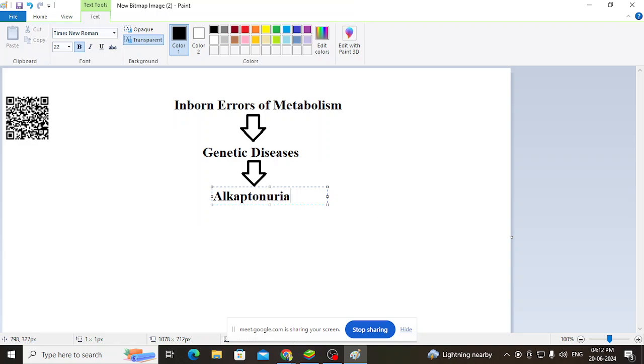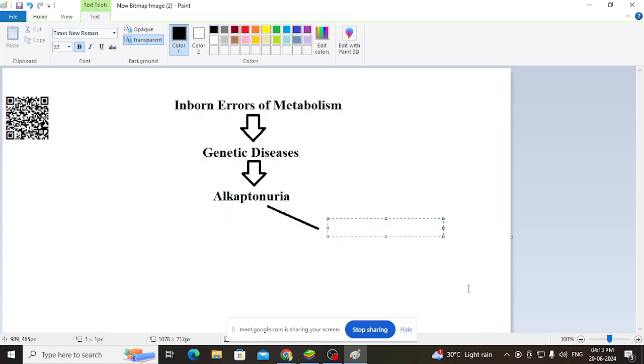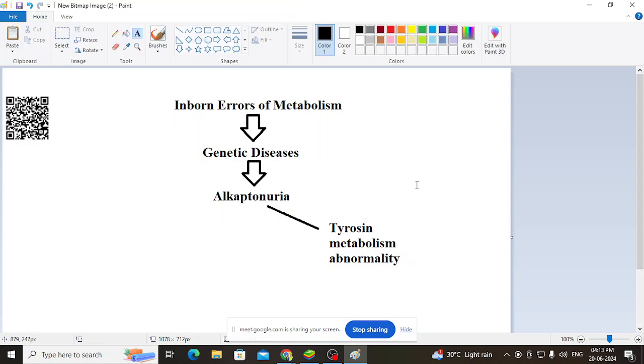In this disease, what happens? From urine, a derivative of tyrosine metabolism is produced. So it's an abnormality of tyrosine metabolism. This is a classical case of what we call a genetic disease, which is an error of metabolism.